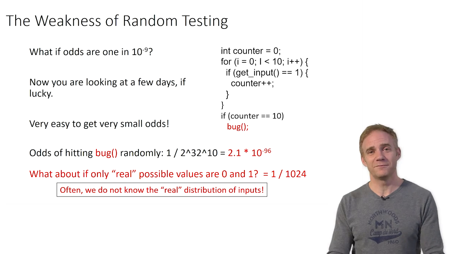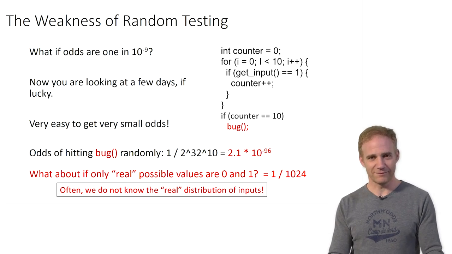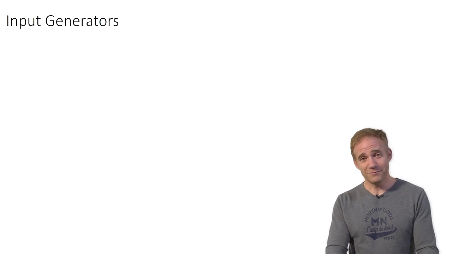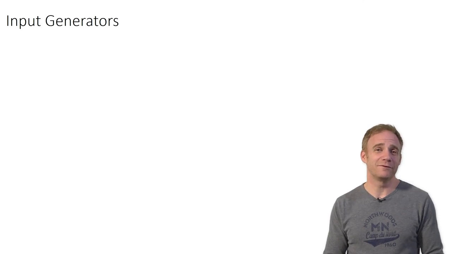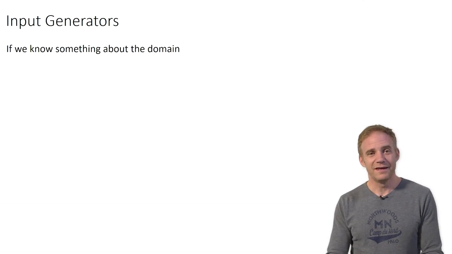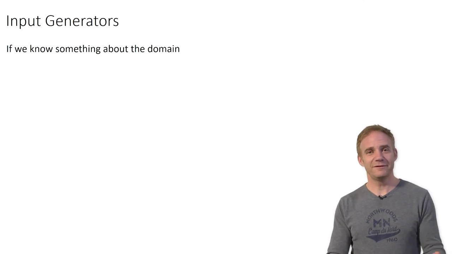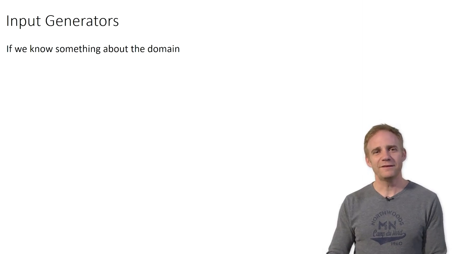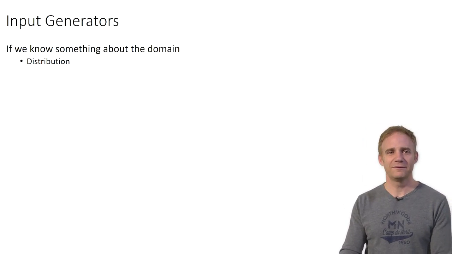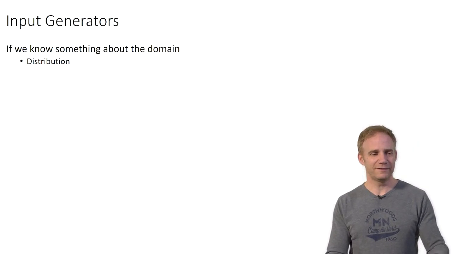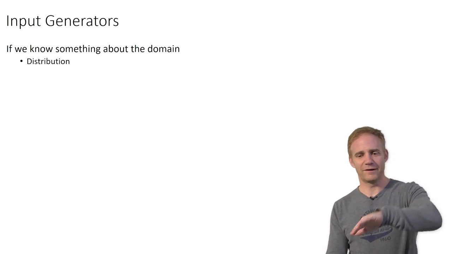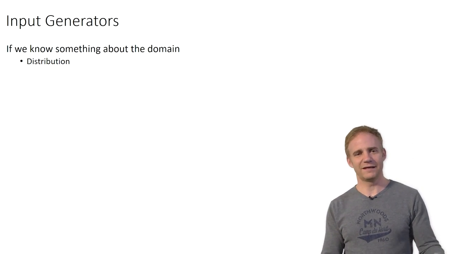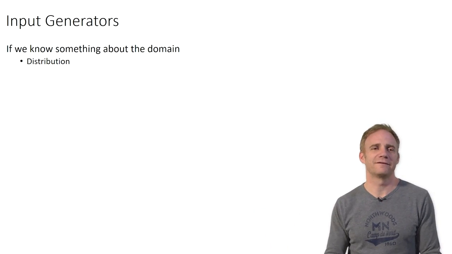Though we do have a few possibilities for making it more effective that I'll talk about in a few slides. But if we do know the domain, then we can use something called input generators. What these allow us to do is to make random testing more effective by focusing the search. So what things can we know about the domain? Well, we could know the distribution. So we know that these inputs are normally distributed around 0. So it's very, very unlikely that we're going to get an outlying value that's, say, negative 10,000 or positive 10,000.